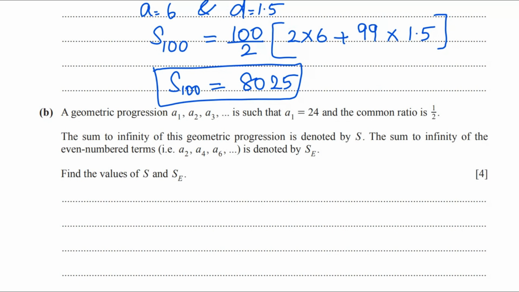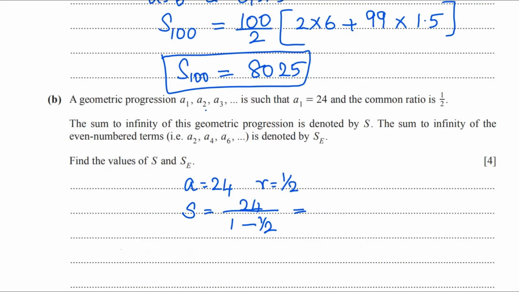A1 is 24, that is a is 24, the first term, and r is 1 over 2. The sum to infinity is denoted by s. So s equal to a, that is 24, divided by 1 minus r, 1 over 2, which is equal to 24 divided by 1 over 2, which is nothing but 48. So s is 48.